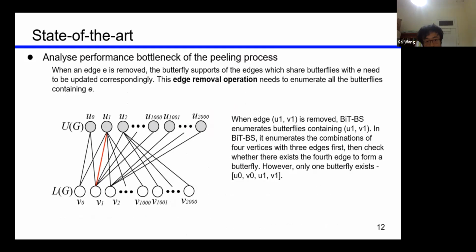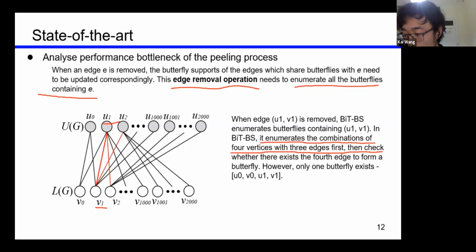This is because when edge e is removed, the butterfly supports of the edges which share butterflies with e need to be updated correspondingly. And this edge removal operation needs to enumerate all the butterflies containing e to find those affected edges. For example, in this figure, when U1 V1 is removed, BiT-BS enumerates butterflies containing U1 V1. It first enumerates the combinations of 4 vertices with 3 edges, and then checks whether the 4th edge exists to form a butterfly.